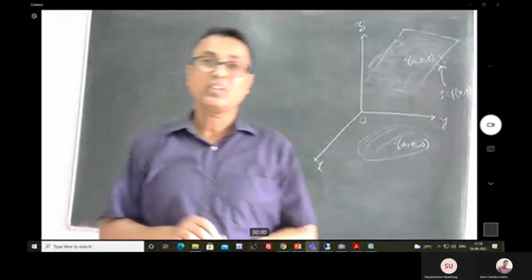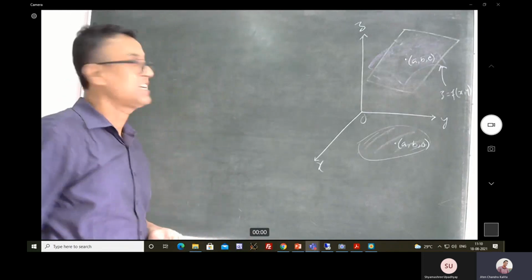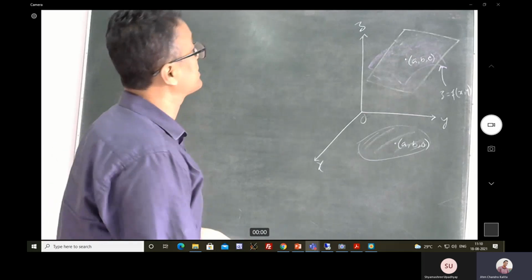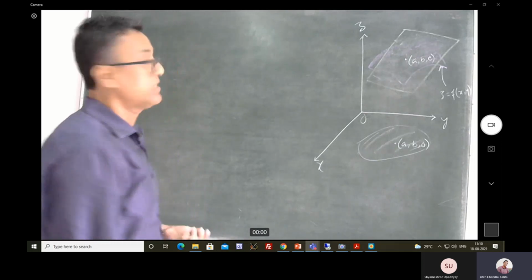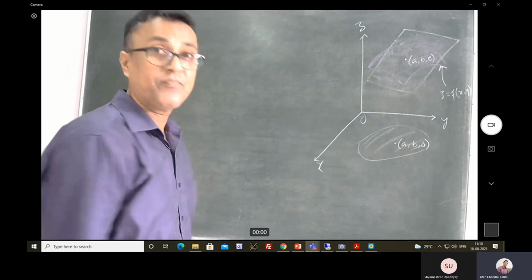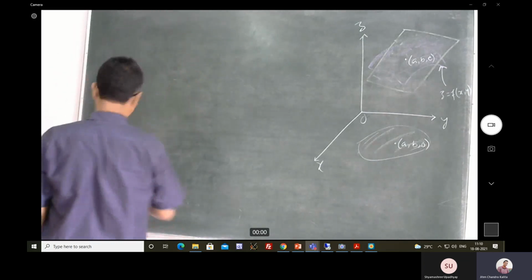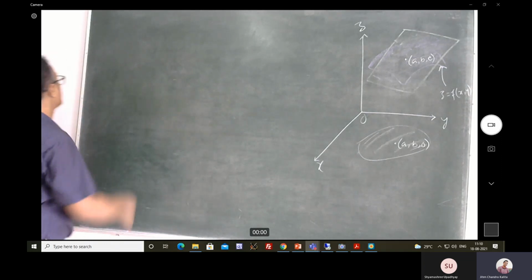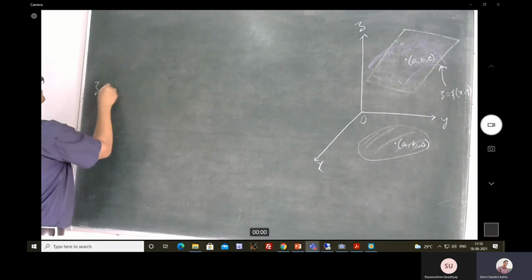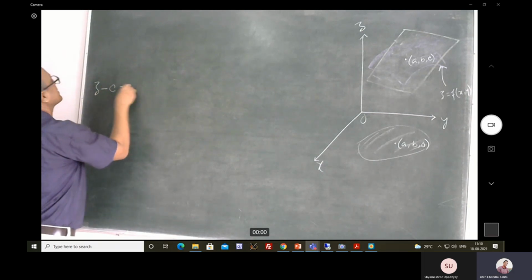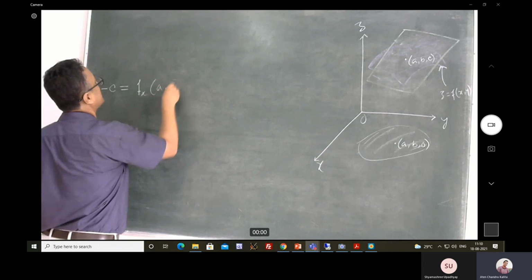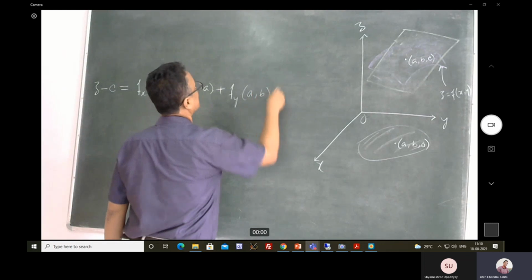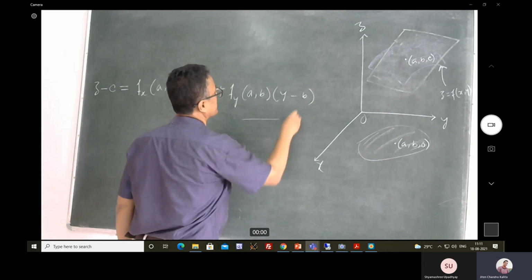Welcome back. As you can see, I have drawn a surface, and at a point (a, b, c) on the surface, in space, I have drawn a tangent line. Yesterday we already worked out that the equation of the tangent plane at the point (a, b, c) is given by z minus c equal to fx at (a, b) times (x minus a) plus fy at (a, b) times (y minus b). Let me call this equation 1.